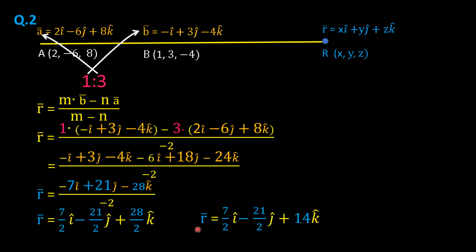Now this position vector of point R gives us the coordinates of point R, which will be 7 by 2, minus 21 by 2, 14.